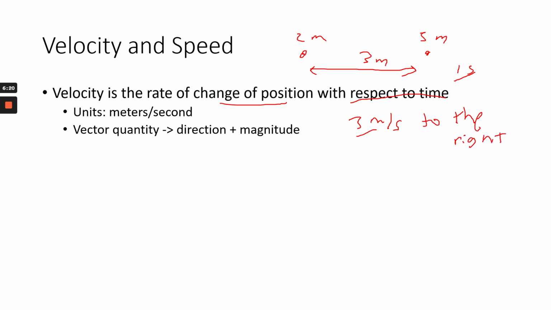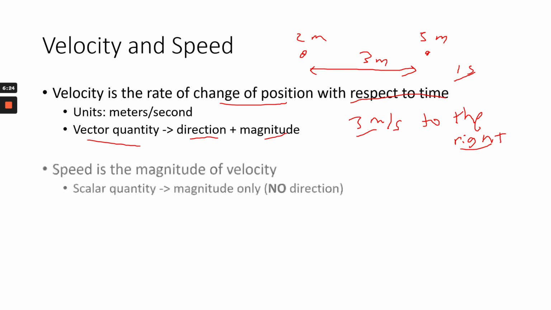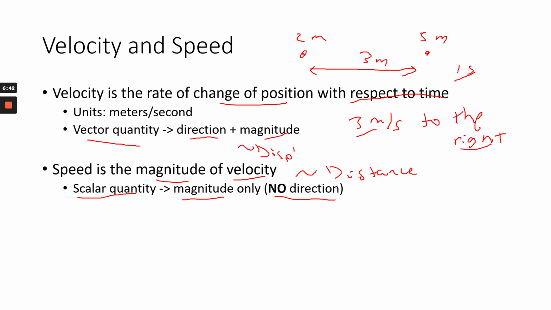Like I said, there's a magnitude and a direction because velocity is a vector quantity, which means you have both. Speed is the magnitude of velocity. So speed is actually what we call a scalar quantity, which means only the magnitude, no direction. So speed is similar to distance, and velocity is similar to displacement, like we showed from the previous slide.